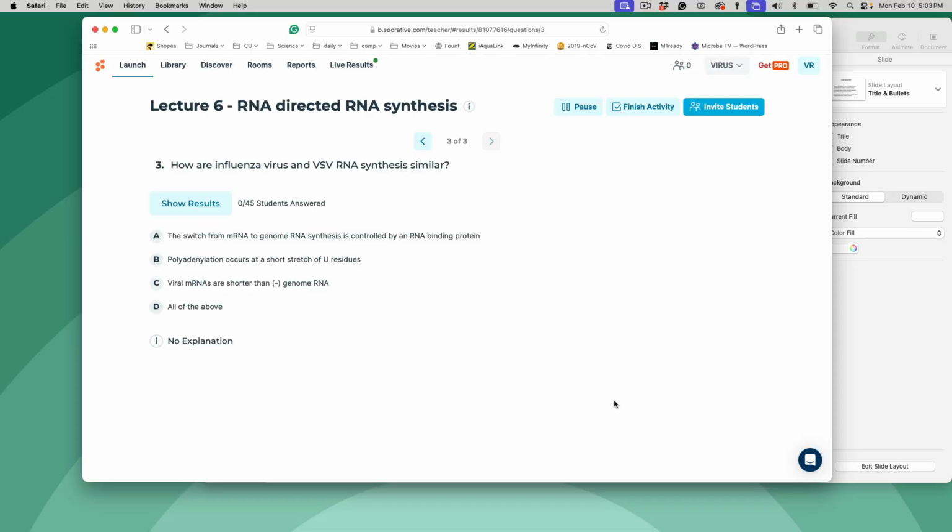Okay, how are influenza virus and VSV RNA synthesis similar? The switch from mRNA to genome RNA is controlled by an RNA binding protein. Polyadenylation occurs at a short stretch of U. Viral mRNAs are shorter than minus genome RNA. All of the above. How are they similar? All right, let's see how we did.